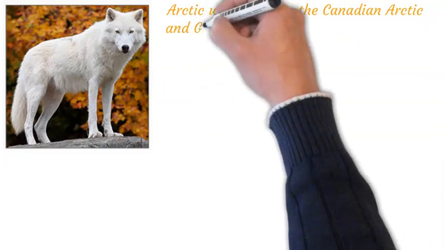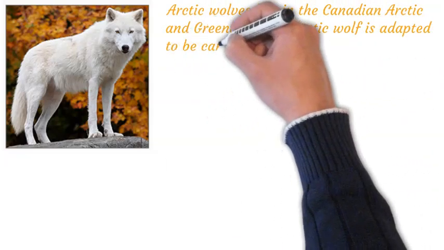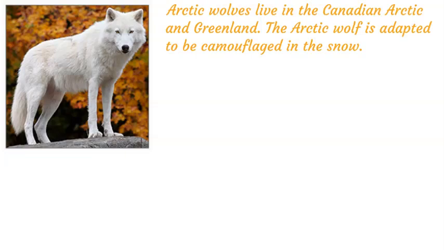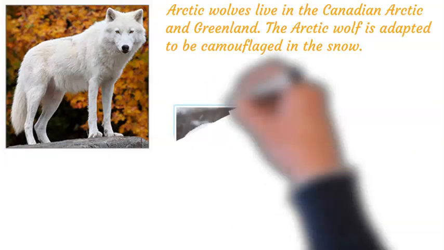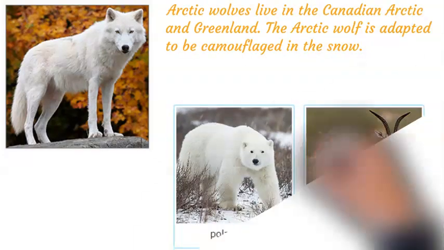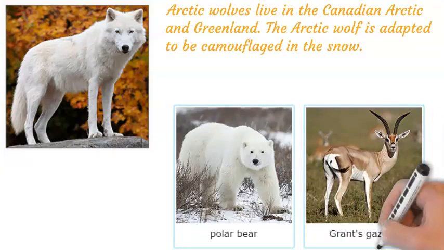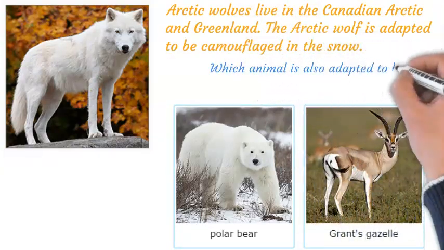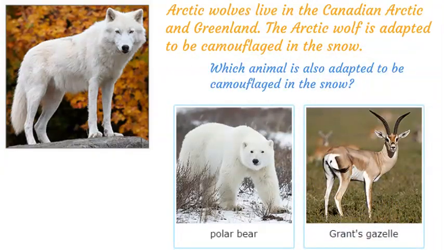Arctic wolves live in the Canadian Arctic and Greenland. The Arctic wolf is adapted to be camouflaged in the snow. Which animal is also adapted to be camouflaged in the snow? Both this Arctic wolf and the polar bear have white fur covering their bodies. It is adapted to be camouflaged in the snow.